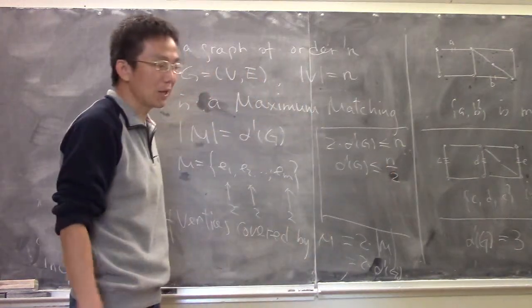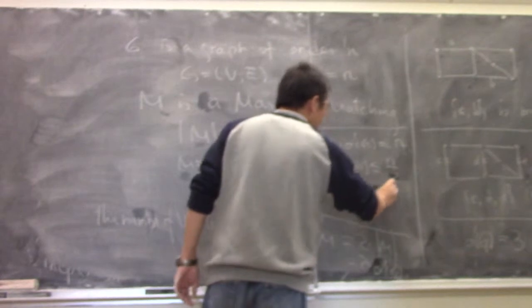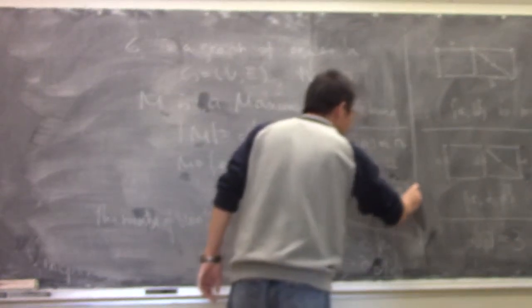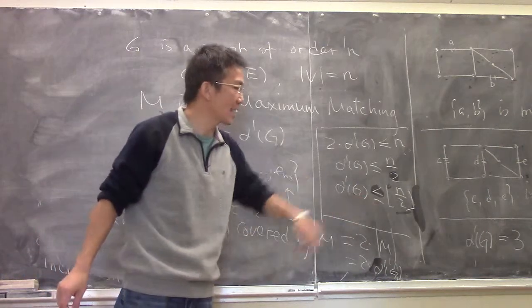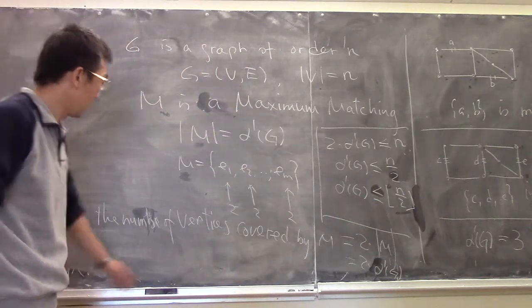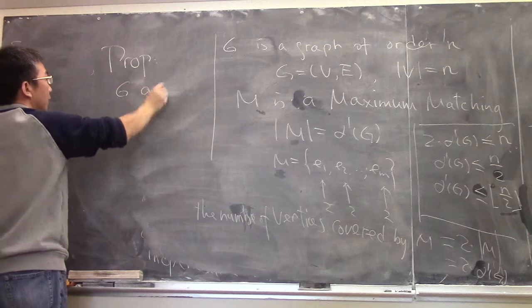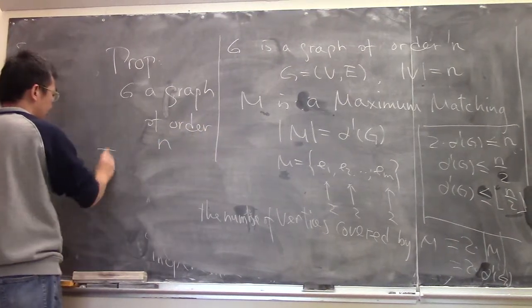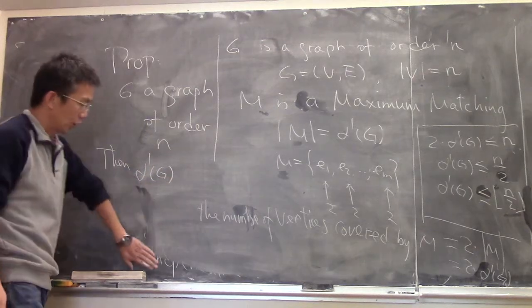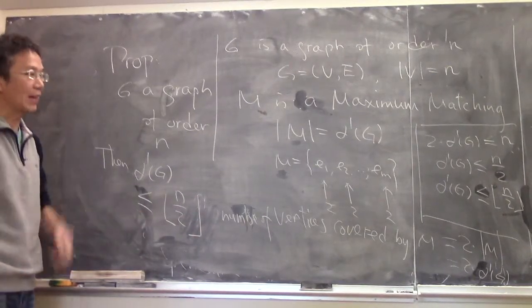But sometimes N over 2 might not be an integer, so I'm going to look at the integer part. So that's a floor there, N over 2. So this is the integer part of this quantity, right? So alpha prime is always less than or equal to N over 2, right? So that's a proposition we can propose. G is a graph of order n, then alpha prime of G is always less than or equal to N over 2, the integer part of N over 2, right?